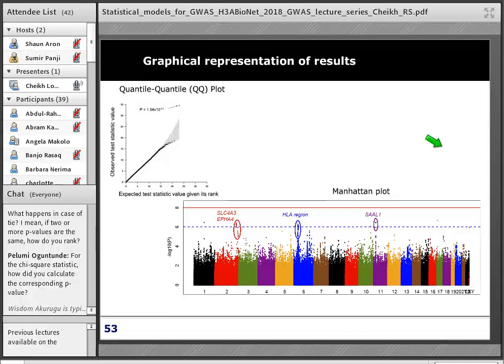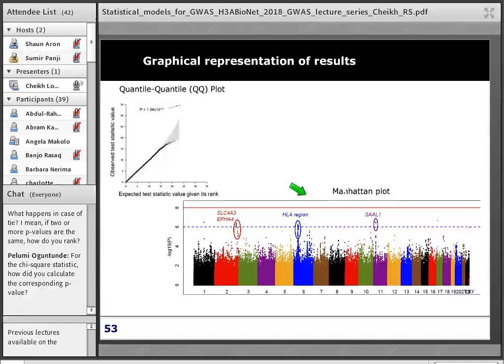Okay, so I will come back to the question after. So quickly, this is the graphical representation of the results that are usually performed in GWAS. After GWAS, you have to make a quick representation of the expected p-value and the observed p-value. So it's a quantile-quantile plot to see if you have overfitting of your GWAS or not.